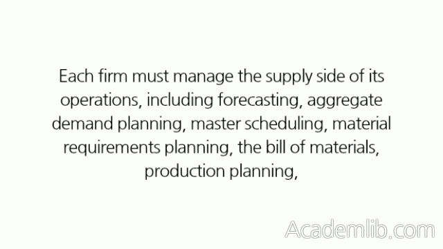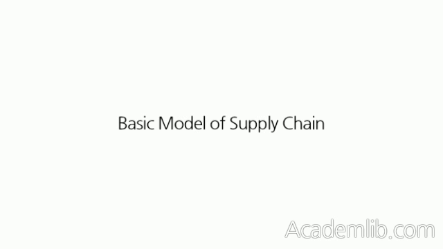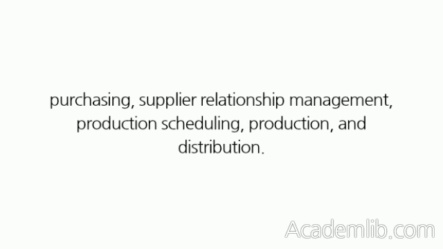Each firm must manage the supply side of its operations, including forecasting, aggregate demand planning, master scheduling, material requirements planning, the bill of materials, production planning, purchasing, supplier relationship management, production scheduling, production, and distribution. Figure 9.2. Basic model of supply chain.